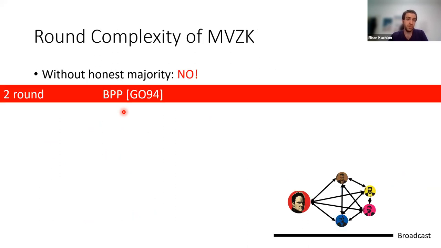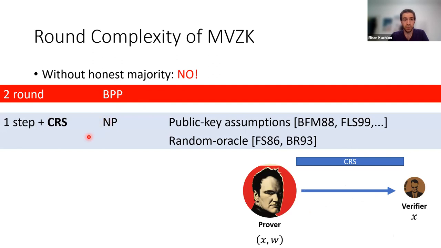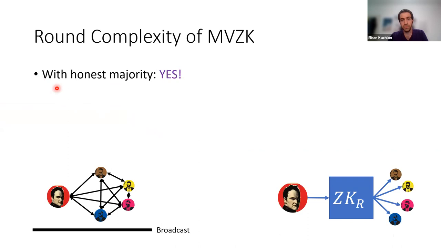And it turns out that if we don't have an honest majority, then we cannot have a two-round protocol. This follows from the classic work of Goldreich and Oren, and one can show that a two-round protocol exists only for BPP. Okay, I do want to mention that if we have a common random string, then there exists a one-step protocol for NP. This is non-interactive zero knowledge, and you can achieve it either from public key assumptions or in the random oracle model. Okay, but like I said, this is not a two-round protocol, and we cannot get a two-round protocol without an honest majority. However, if we do have an honest majority, then we can get a two-round protocol.